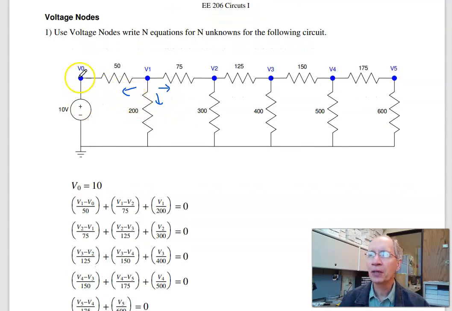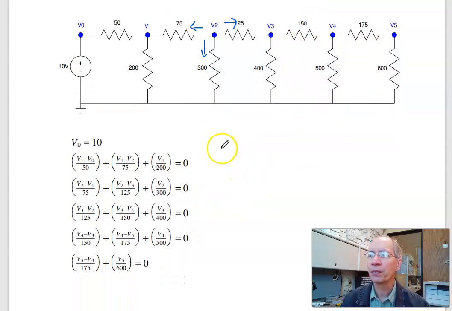So the equations are going to be V0 equals 10, that's my voltage source. At node 1, the current left is (V1 minus V0) over 50. The current down is (V1 minus 0) over 200, and the current right is (V1 minus V2) over 75. Those three have to add to 0. At node number 2, the current left is (V2 minus V1) over 75 plus V2 over 300 plus (V2 minus V3) over 125 equals 0, and so on for nodes 3, 4, and 5.